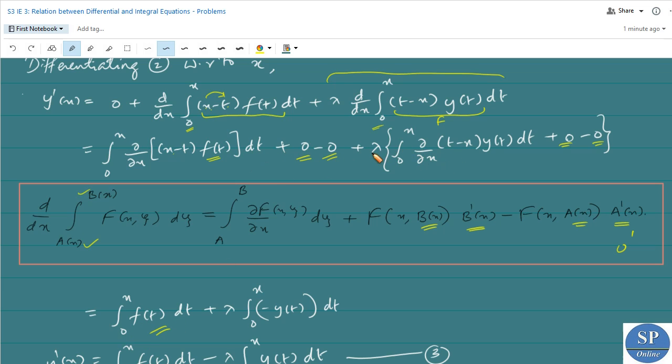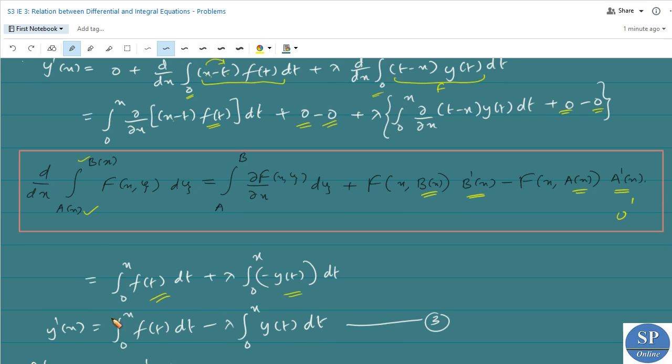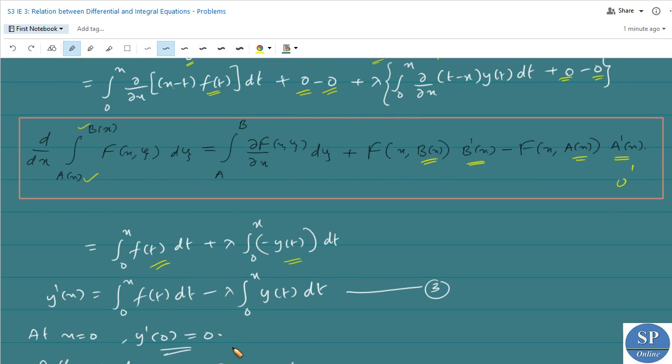So here also, lambda into integral 0 to x of dou by dou x of this is nothing but minus y of t dt. Clear? So we have y dash of x equal to integral 0 to x of f of t dt minus lambda into integral 0 to x of y of t dt. From this we get the second initial condition, y dash of 0. At x equals 0, we have y dash of 0 equal to integral 0 to 0, that is 0, minus lambda into integral 0 to 0, which is 0.